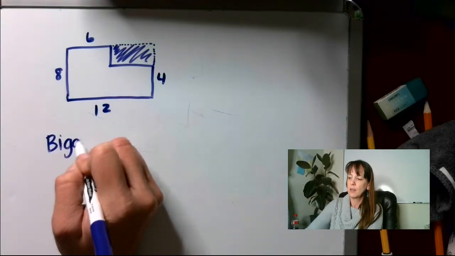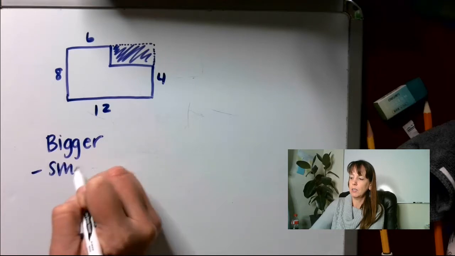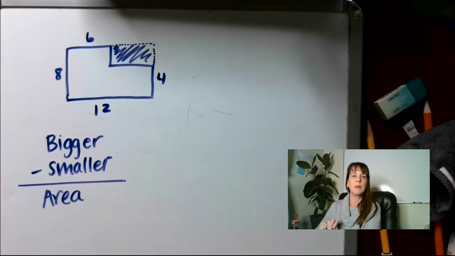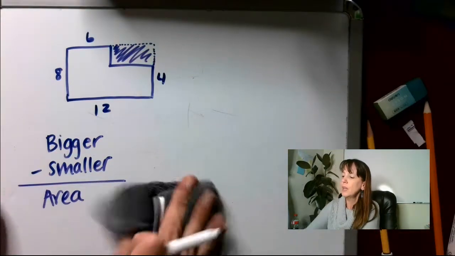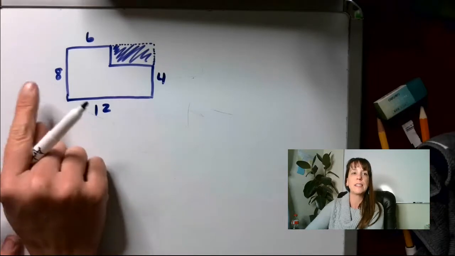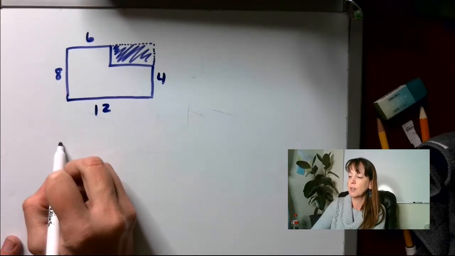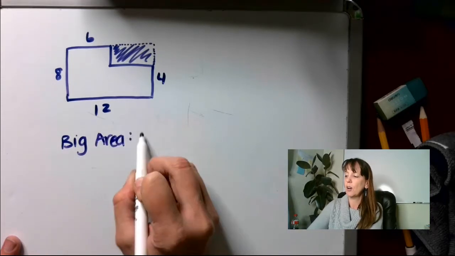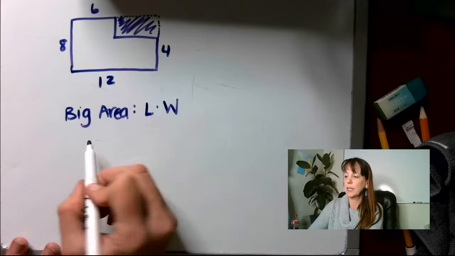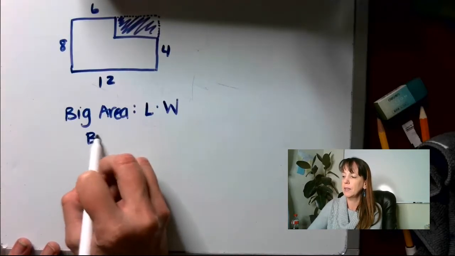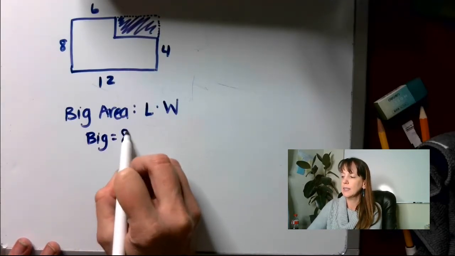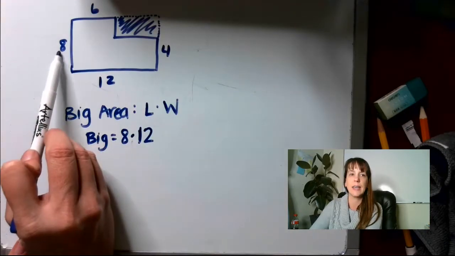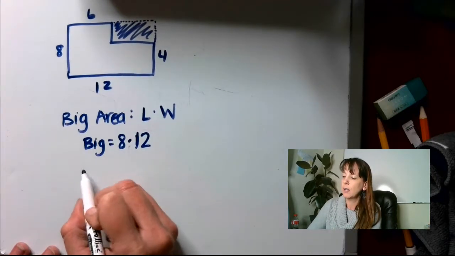Bigger minus smaller equals area. Okay, bigger minus smaller equals area. Make sure you're writing that down. All right, with that said, the area of our bigger one is going to be, so big area equals our length times our width. So that means big equals 8 times 12, because this is 8 times 12 here.